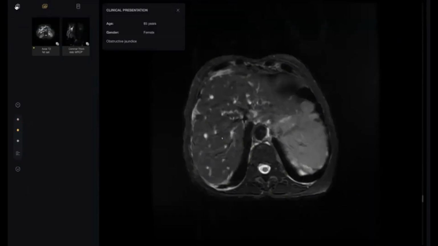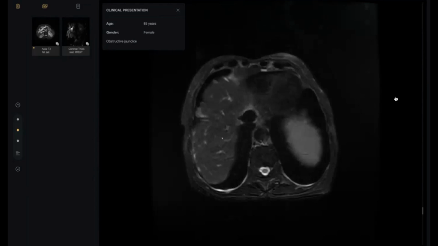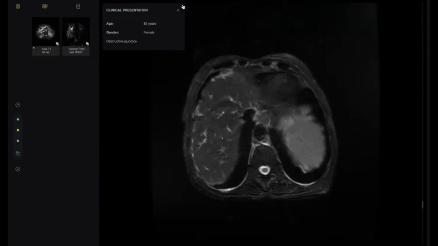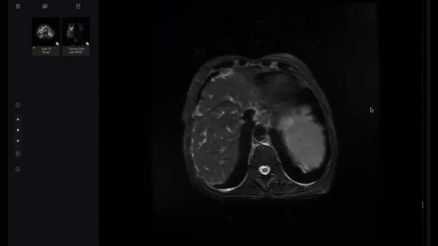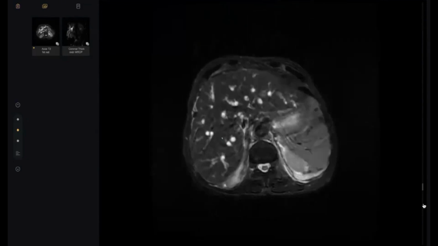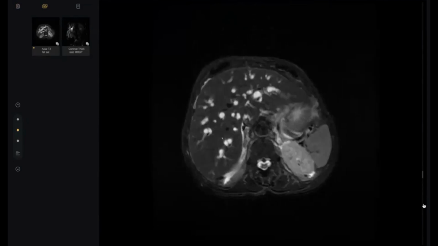Doctor, request control. Sir, I requested. Go on. This is an 85-year-old female patient presented with jaundice. Go on. Yes, sir.